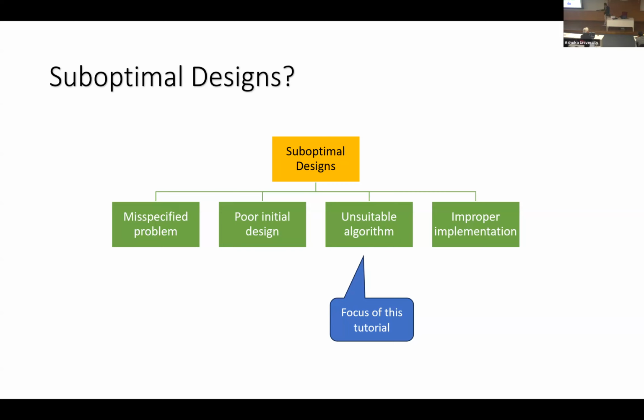So all these are possible reasons for suboptimality, but when we talk about optimization, we are only concentrating on the algorithm part. Assume that everything else is correct. Everything else means design is correct, problem is well specified, implementation is correct. Okay. So let's look at that. Unsuitable algorithm. So this is what we want to avoid, first of all, as optimization. As someone who knows optimization, I would like to avoid using an unsuitable algorithm.